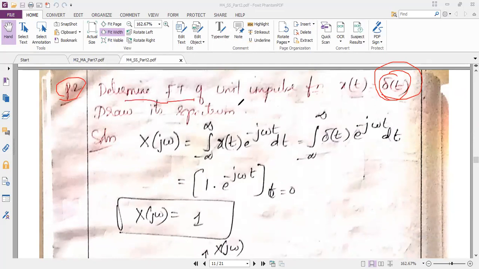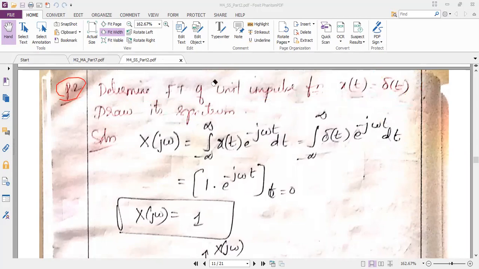Determine the Fourier transform of the unit impulse function x of t, which is equal to delta of t. Draw its spectrum. A similar problem we have discussed in discrete time Fourier transform. Anybody remembers x of n is equal to delta of n? Anybody remembers? Yes, ma'am. So you can get both CTFT and DTFT together for the delta function in the exam.